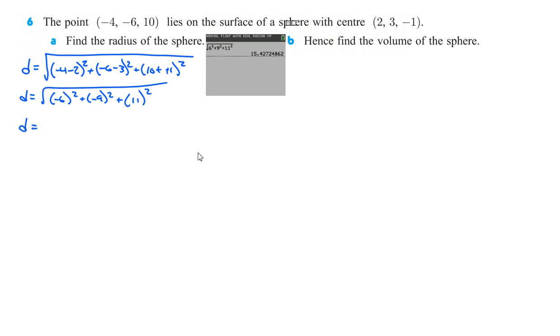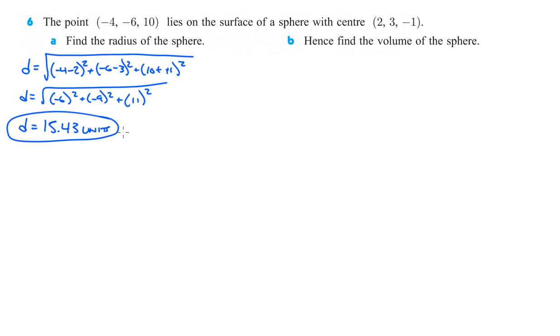Okay, and that gives us 15.43, we'll call it. And let's see, it does not give us any units, so we'll just do units and then find that's the radius, 15.43, right? So then hence find the volume of the sphere.